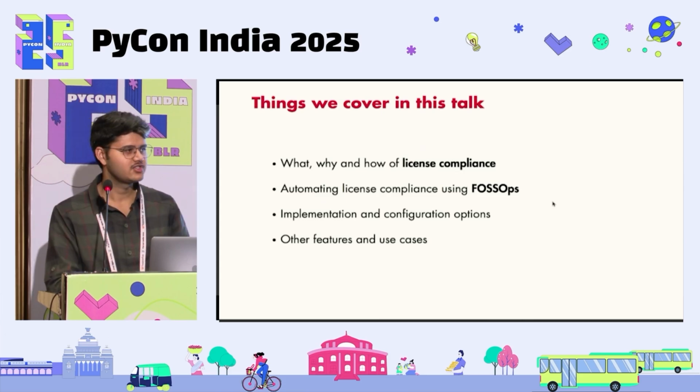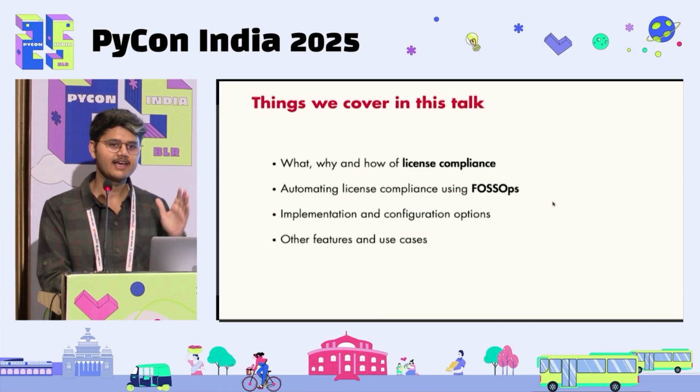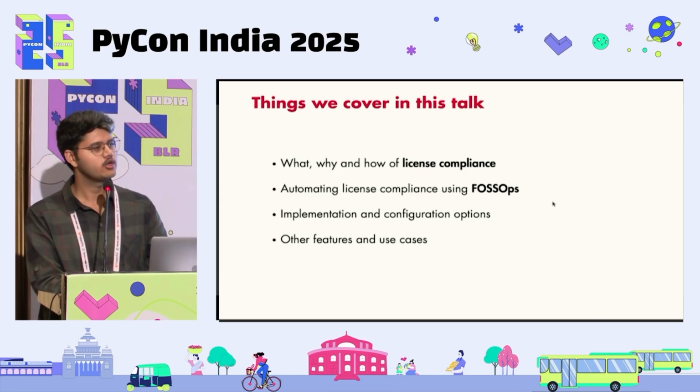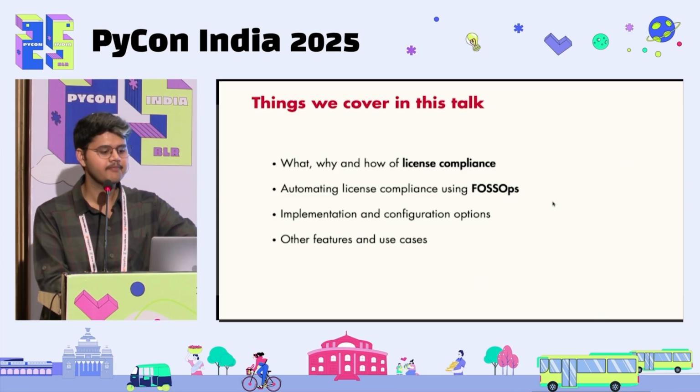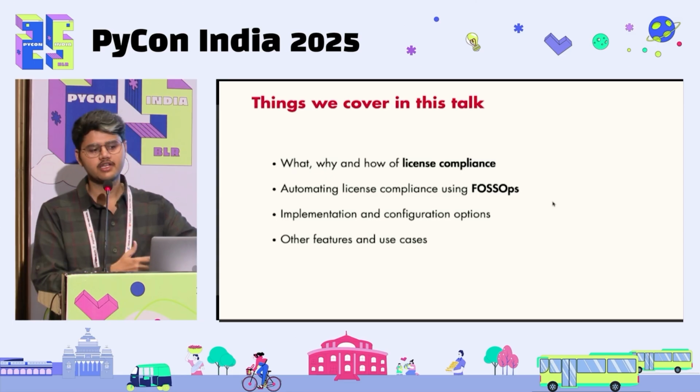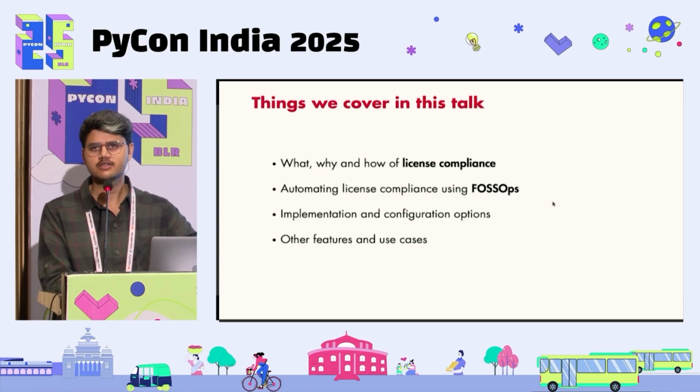Things we are going to cover in this talk are the what, why, and how of license compliance, how we can automate all this stuff using Fossology and FOSSOps, which is a GitHub action, by the way, and implementation and configuration options, some other features and use cases.